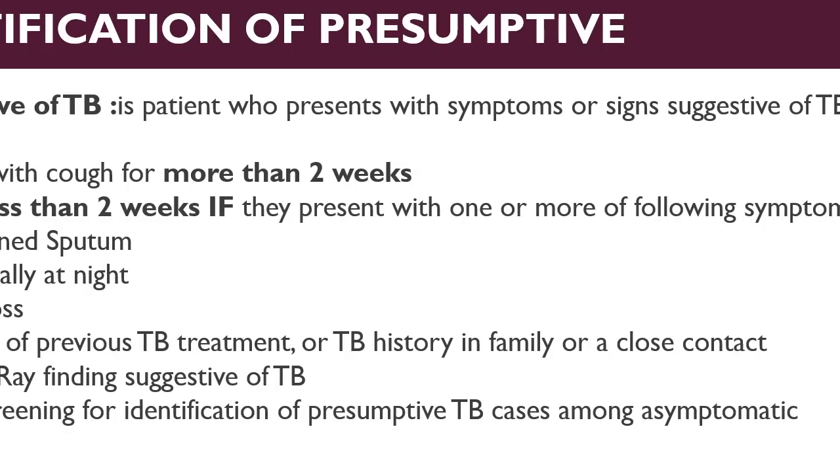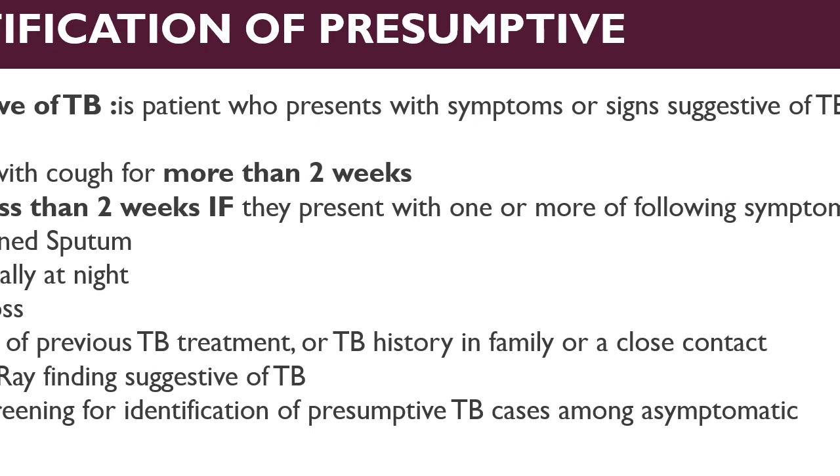Now the first I, intensify TB case finding. The first step is identification of presumptive TB. A presumptive TB case is a patient who presents with symptoms or signs of tuberculosis. These include patients with cough for more than 2 weeks, and if the cough is for less than 2 weeks, they present with one of the following symptoms: blood-stained sputum, fever usually at night, weight loss. Then it also includes a history of previous TB treatment or TB history in the family. Then an X-ray suggesting tuberculosis.